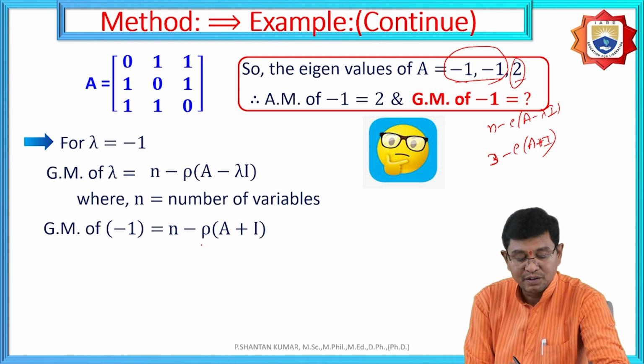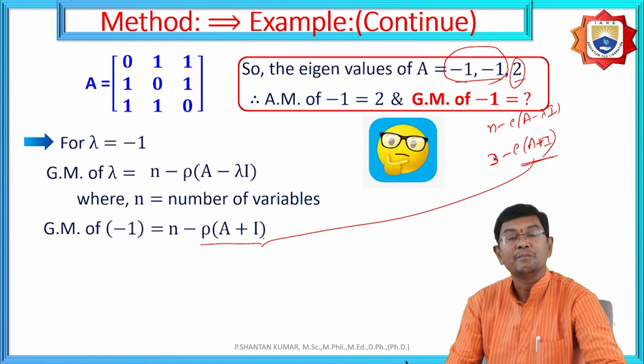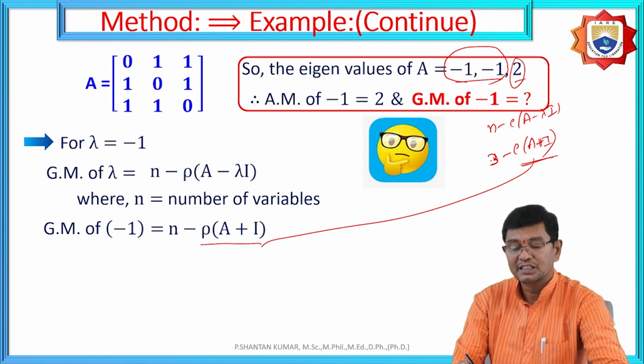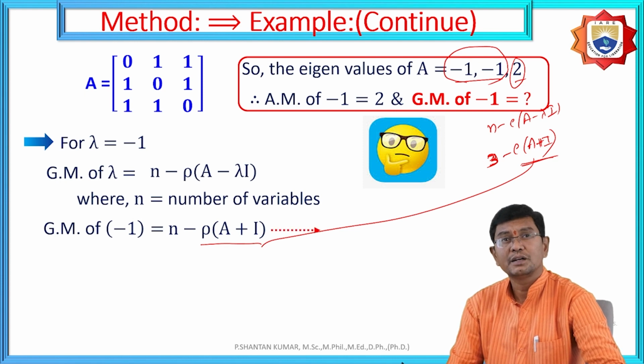First of all, we need to find out A plus I. That means we need to find the value of A plus I. And after finding that, we need to replace that subtraction with n minus, then find the solutions. For example, the rank of A plus I.